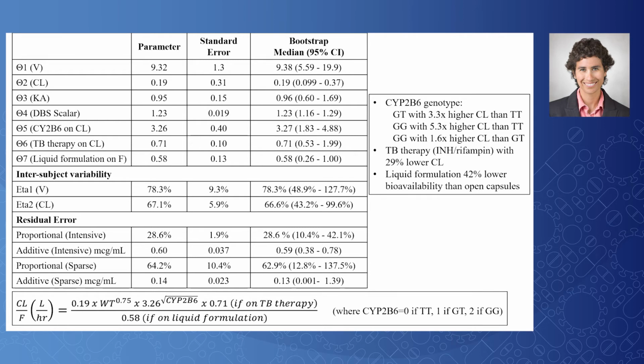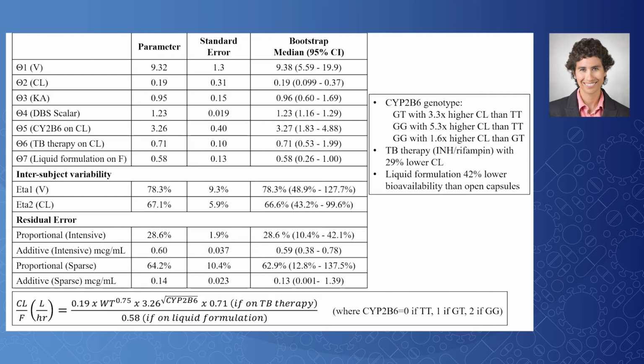CYP2B6 genotype had the greatest effect of all the covariates in the model. You can see in the equation for apparent clearance below the table, it was a factor of 3.26 raised to the square root of the CYP2B6 activity score. What this meant is that the GT genotype had a 3.3-fold higher clearance than TT, GG had a 5.3-fold higher clearance than TT, and GG had a 1.6-fold higher clearance than GT.